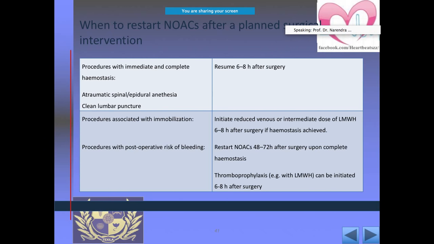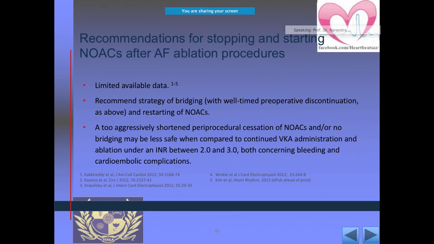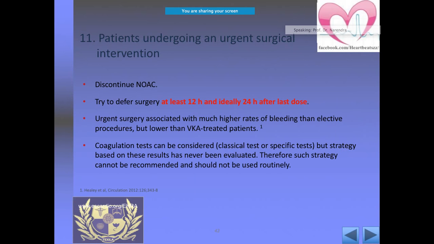And for thromboprophylaxis with low molecular weight heparin, it can be initiated 6 to 8 hours after surgery. Regarding the recommendations for stopping and starting NOACs after AF ablation procedure, there is very limited available data. You should recommend a strategy of bridging, for example, with well-timed preoperative discontinuation as above and restarting of NOACs. A too aggressively shortened periprocedural cessation of NOACs and/or no bridging may be less safe when compared to continued vitamin K antagonist administration and ablation under INR of 2 to 3, both concerning bleeding and cardioembolic complications.